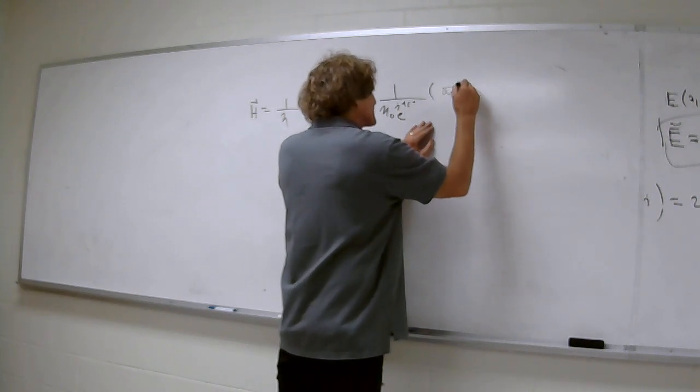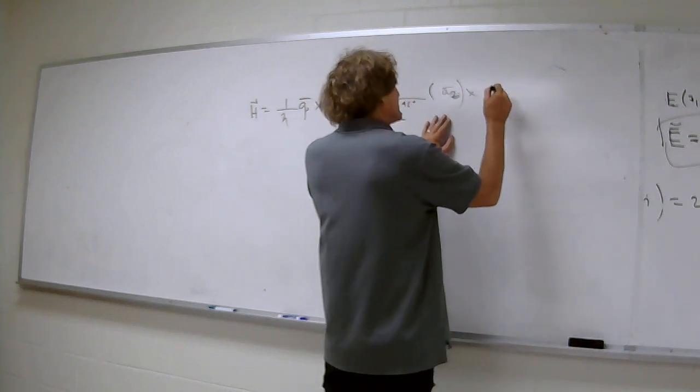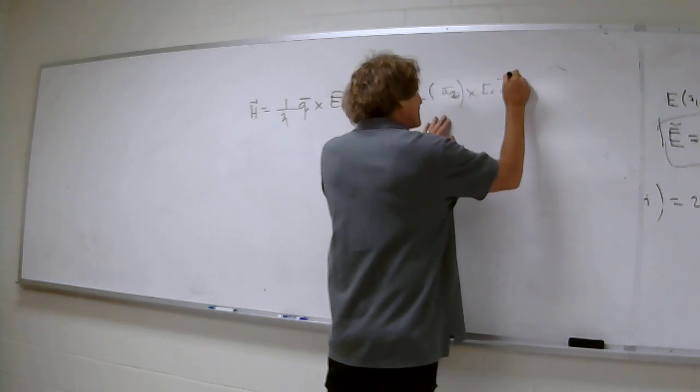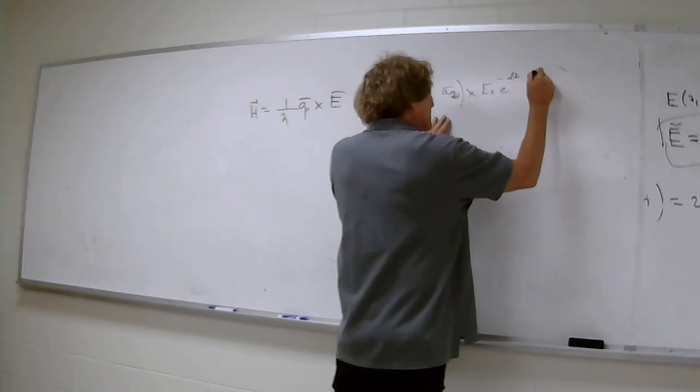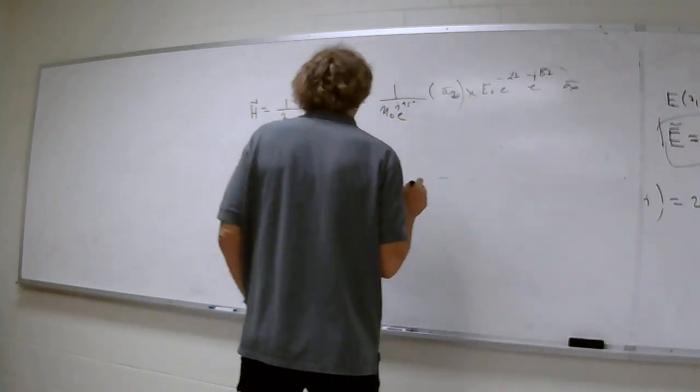It's just crossed. It's crossed into what? E-naught. E-naught times what? E to the what? Minus alpha Z, E to the minus J beta Z, right? In the AX direction. This is the phasor form. What is it going to become?